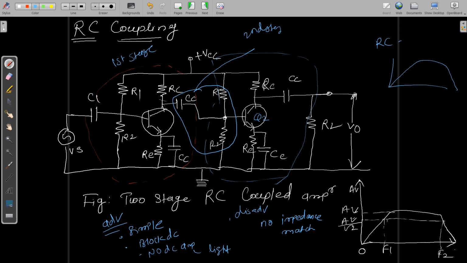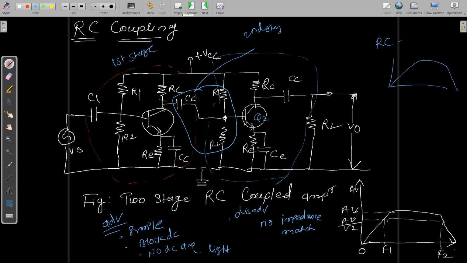Is there any kind of drift or hum present? So no drift, no hum in case of RC coupled amplifier. So where are you going to use this kind of RC coupling? We are going to use this kind of RC coupling in all audio small signal amplifiers, which can be used in your tape recorders, your record players, any public address systems, radio receivers and television receivers. So these are certain applications of your RC coupling.